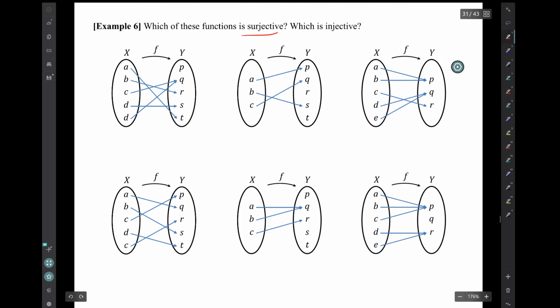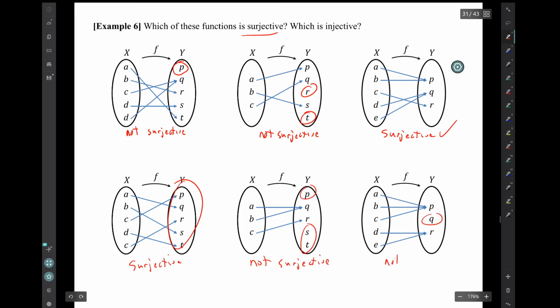for surjective, notice that this function does not have any arrows pointing at the letter P. The letter P will never be output, so this is not surjective. Look at this map, or this function. R and T never come out as outputs. On the other hand, this function has the property that every element of the range, P, Q, R, those are all obtained as outputs. And same for this function. All of the elements of the range can be achieved as outputs. But this function is not surjective. And this function is not surjective.